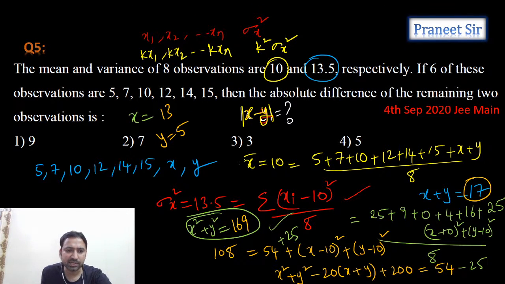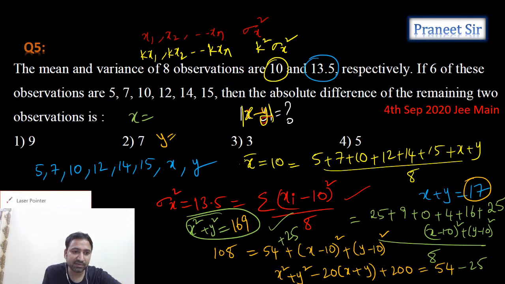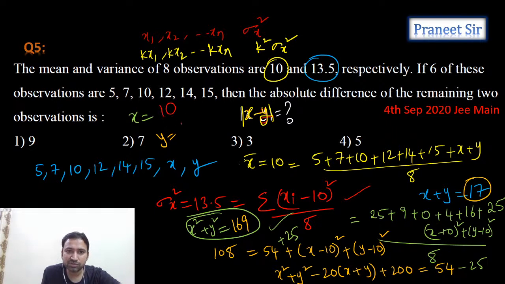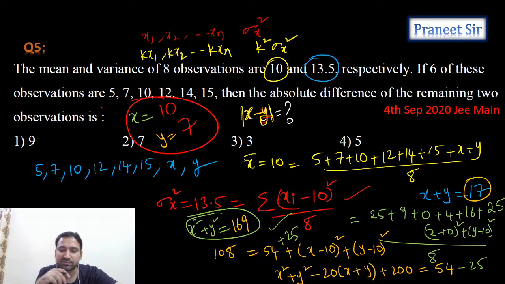No. One second. x square plus y square is 169. Yeah, 10 and 7 you can take it. Exactly. x equals 10, y equals 7. Now it is fine. 10 square plus 7 square is 169.